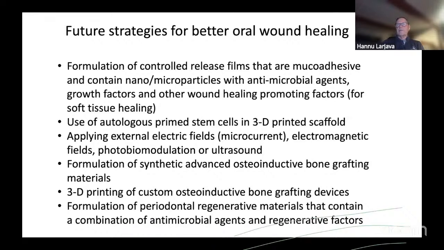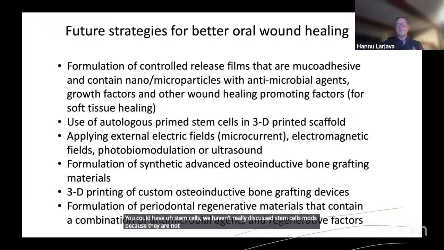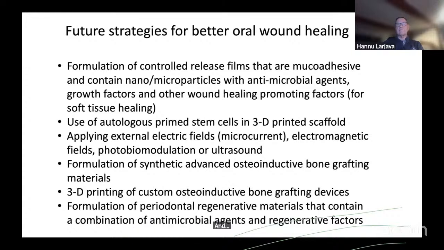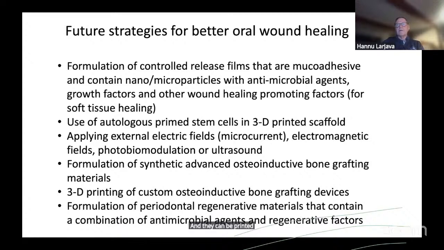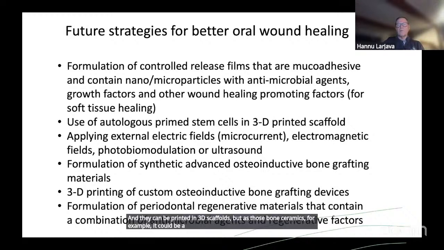You could have stem cells. We haven't really discussed stem cells much because they are not really in routine use yet, and they are a little bit more cumbersome to use, and you really have to think about when those will be used. But they can be primed, and they can be printed in 3D scaffolds, such as those bone ceramics, for example. It could be a combination of cells and matrix and osteoinductive properties of the bone scaffold.